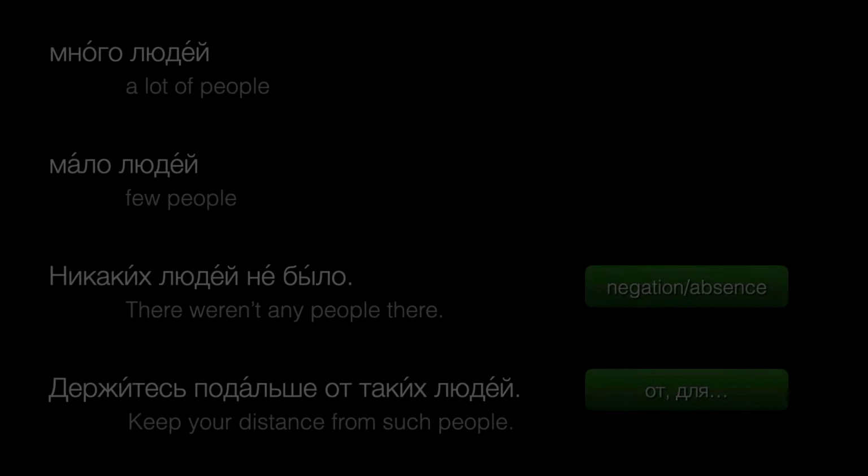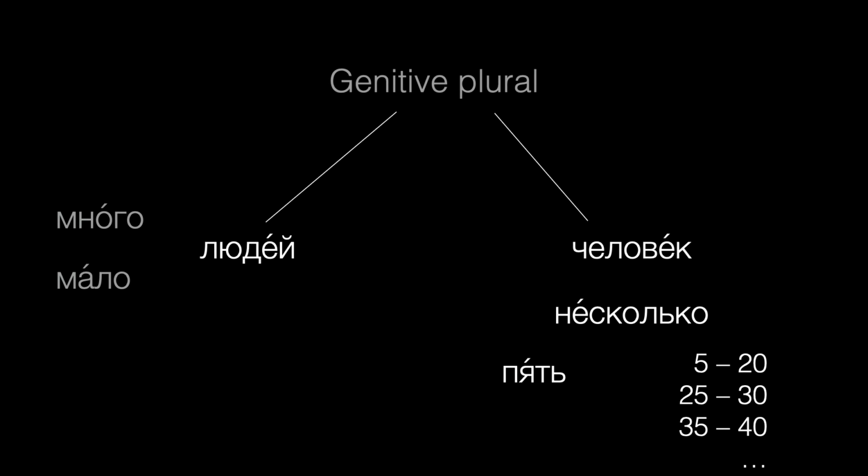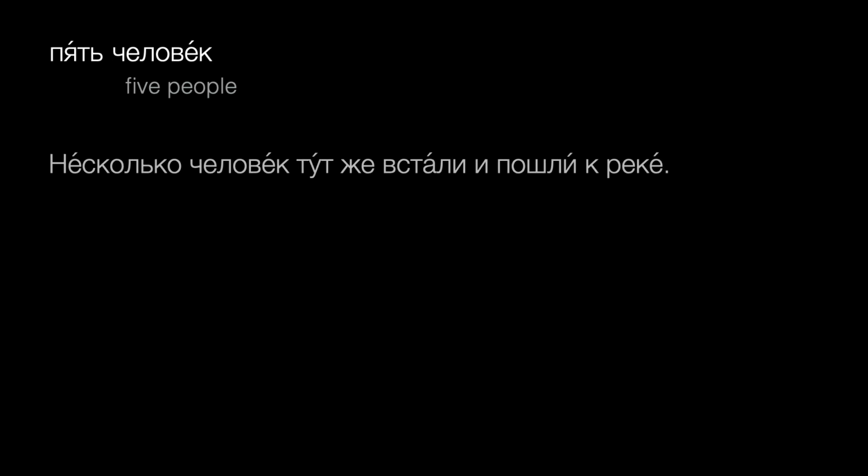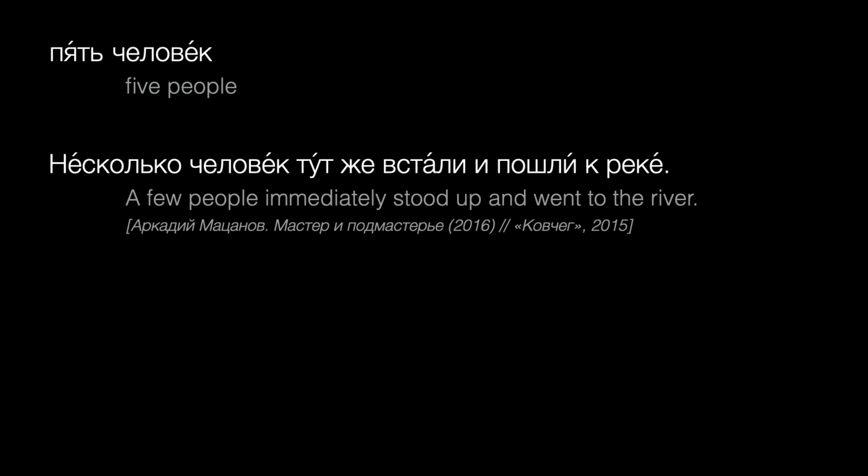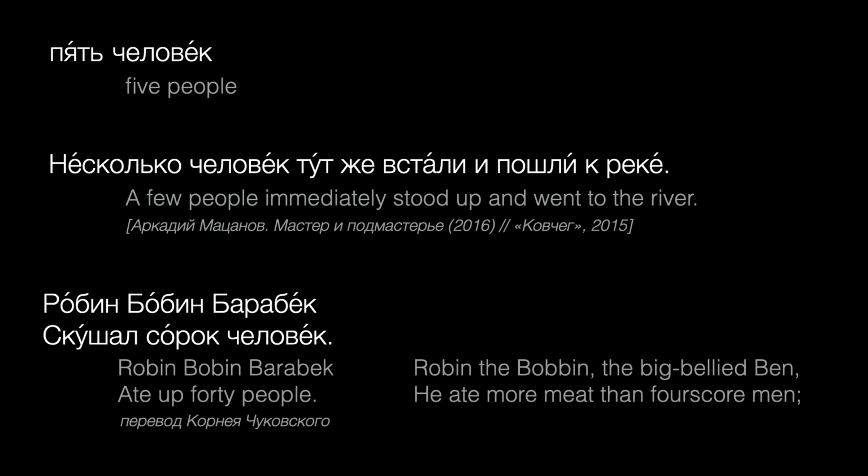Use человек after несколько, and when people directly follows a number that requires genitive plural forms. Remember that this group includes the numbers 5 through 20, 25 through 30, 35 through 40, and so on. 5 человек. Несколько человек тут же встали и пошли к реке. Робин Бобин Барабек скушал 40 человек.